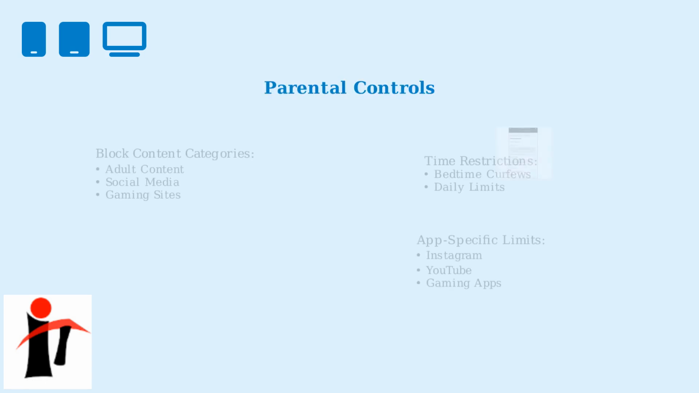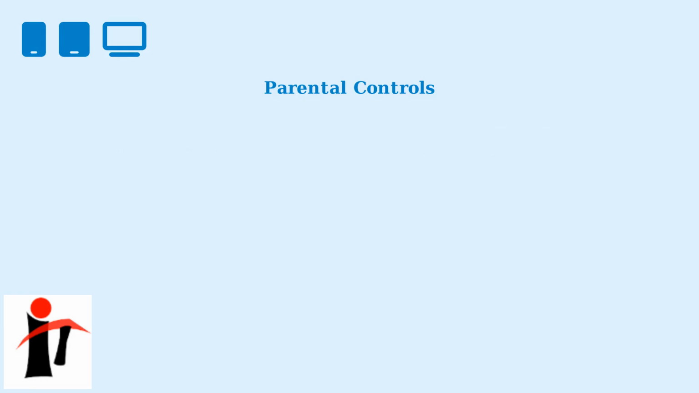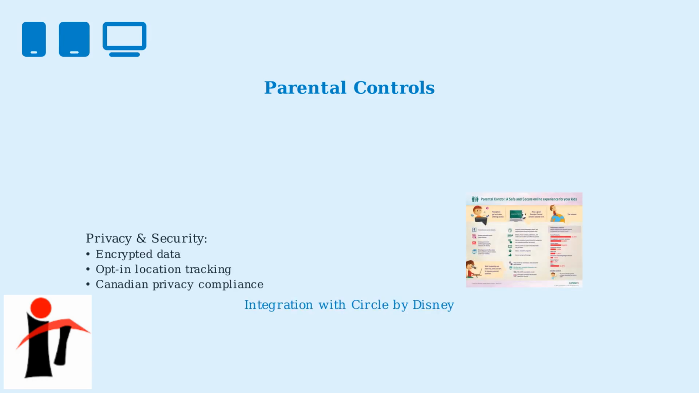The app also offers advanced parental controls. You can block content categories like adult content or social media, set time restrictions or bedtime curfews, and even set app-specific limits. The integration with Circle by Disney, acquired by Xfinity in 2022, allows for granular monitoring of screen time and digital habits. All data is encrypted, and features like location tracking require opt-in, ensuring compliance with Canadian privacy laws. These controls help manage internet usage and promote online safety within your household.